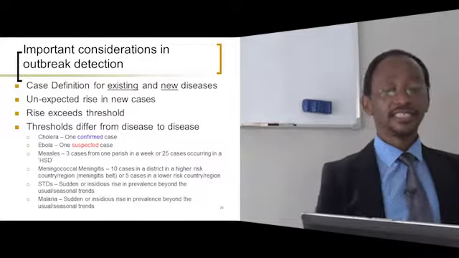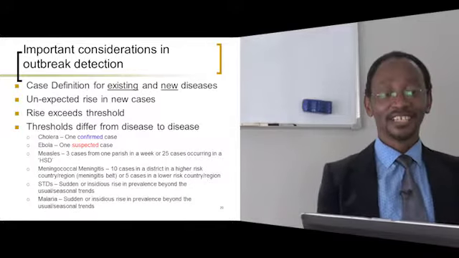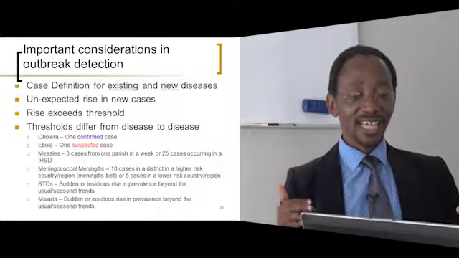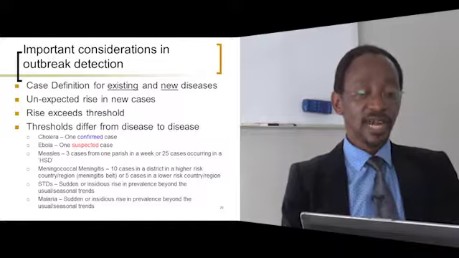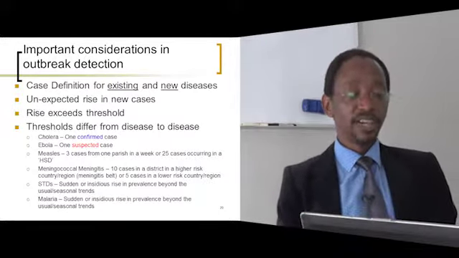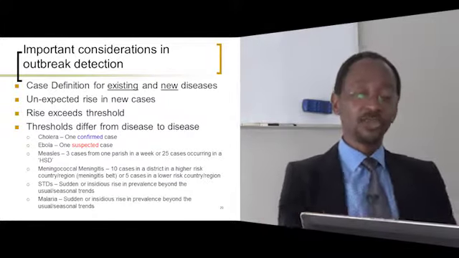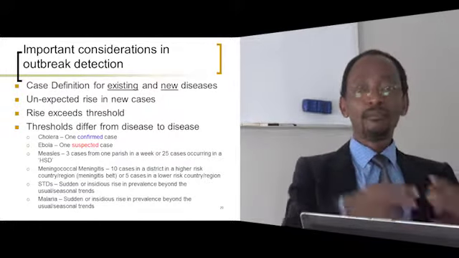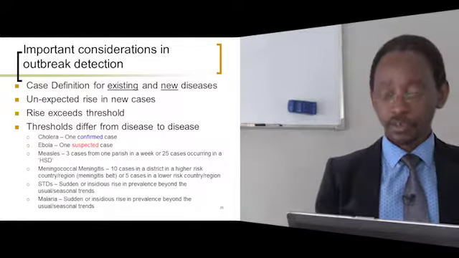Now for STDs, sexually transmitted diseases, these are constantly with us. So you just need a slow or sudden rise in prevalence beyond the seasonal trends for STDs. And the same for malaria, when you get a sudden or slow rise in prevalence beyond what you expect for a particular season. Like we expect malaria to increase in the rainy season. So if it exceeds much more, then we may talk of a malaria outbreak.